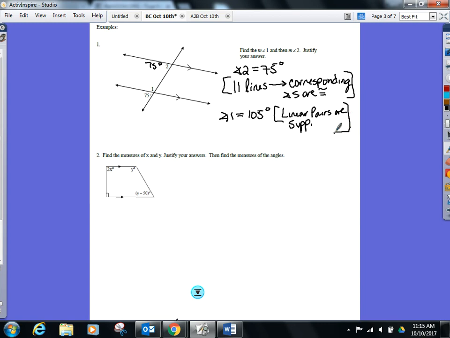Did you have to go that way? No. You could have said, ready? Angle 2 and 1 are what type of angles? Same side interior, and they are supplementary. Parallel lines imply same side interior supplementary.